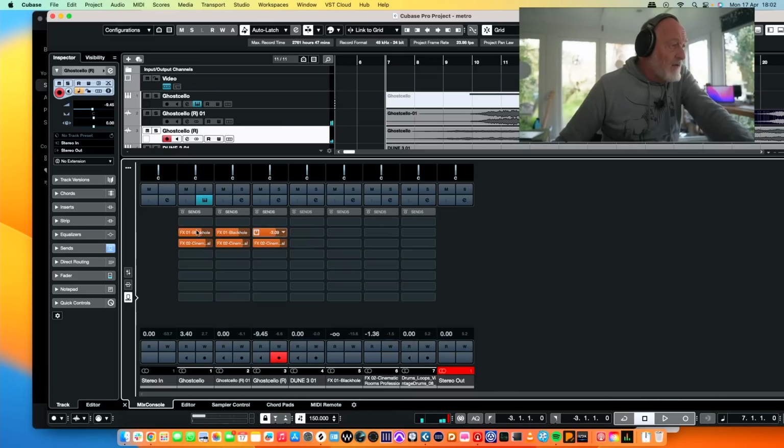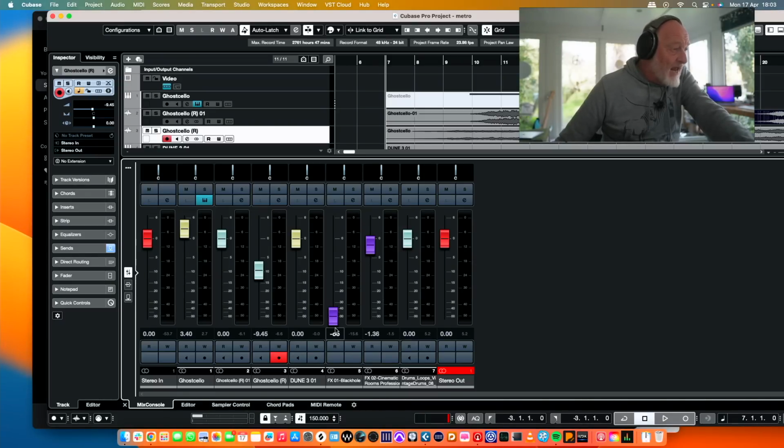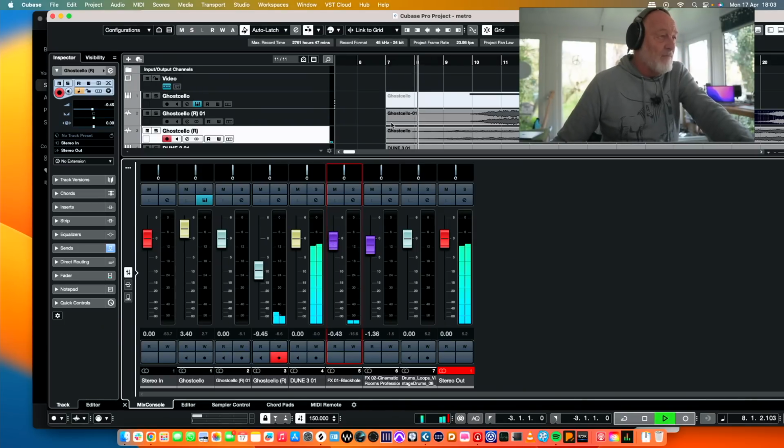Let's turn some of these reverbs off. What I'm going to use here is Black Hole on this one, because I love Black Hole. It's one of my favorites. It's got this big, ridiculous sound. It's a sort of endless reverb, but it's real.